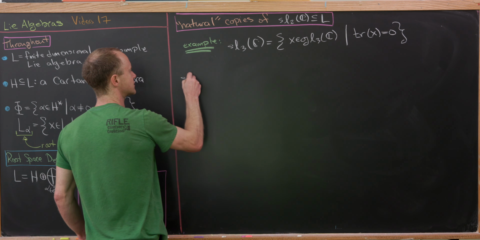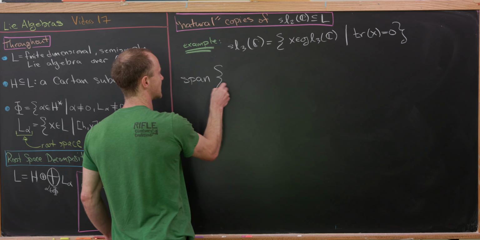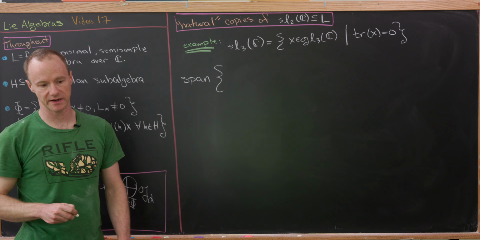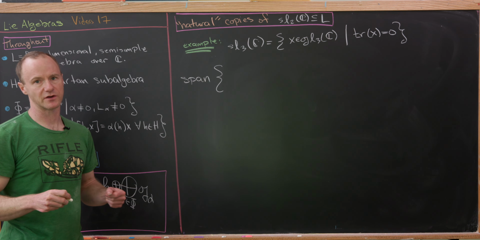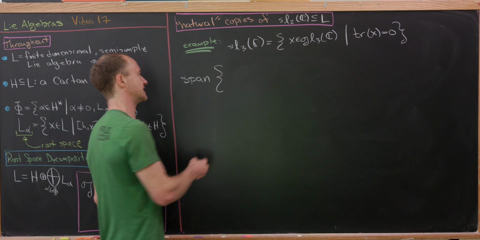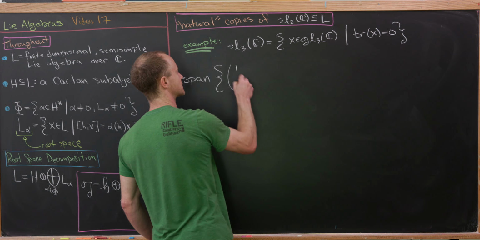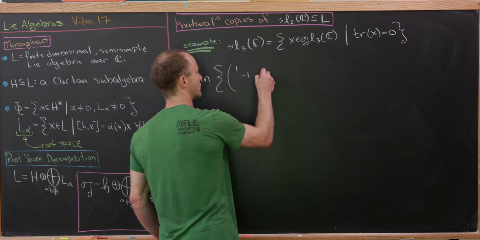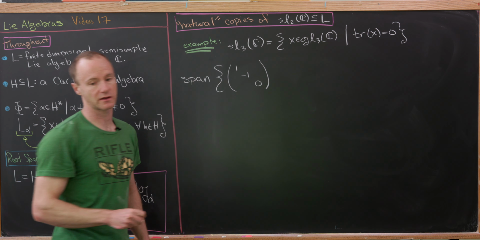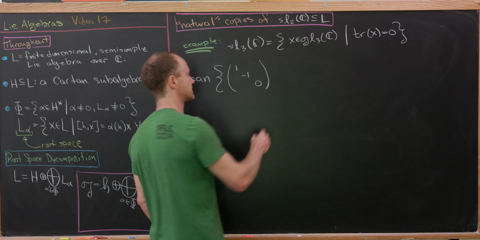And now let's look at the following 3 subspaces of SL3. I'll just write them via their basis, so the span of their basis elements. So let's take this first one, which has 1, -1, and 0 on the diagonal in that order, and then 0 everywhere else.